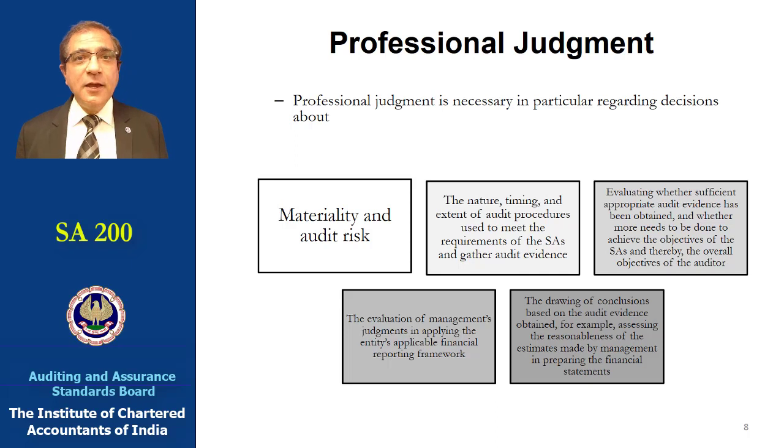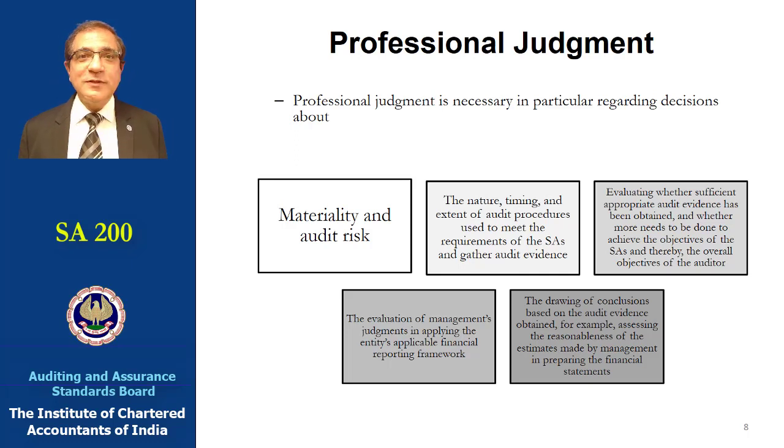The third thing is in relation to evaluating whether sufficient and appropriate audit evidence has been obtained and whether more needs to be done in order to attain the objective of the standard. This means the auditor is required to evaluate what evidence he has. Has he taken the right decision in saying this is the right thing or not? Whether he needs more information is again a matter of judgment. If he needs more information, he can seek it externally through his own sources, or request the management to provide it.